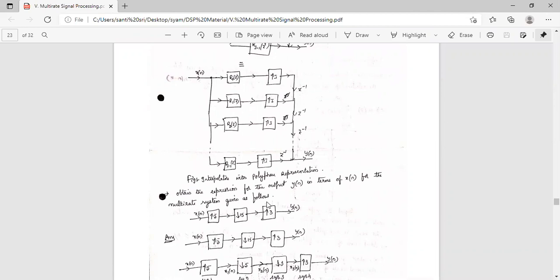Now obtain the expression for the output y of n in terms of x of n for the multi-rate system given as follows. So this is the given problem. This is upsampler, downsampler, and this is upsampler. This is the input, this is the output.